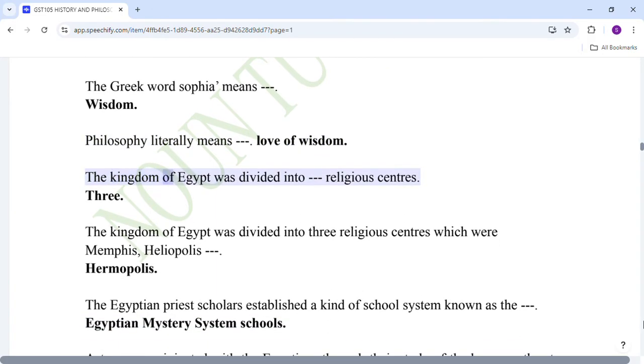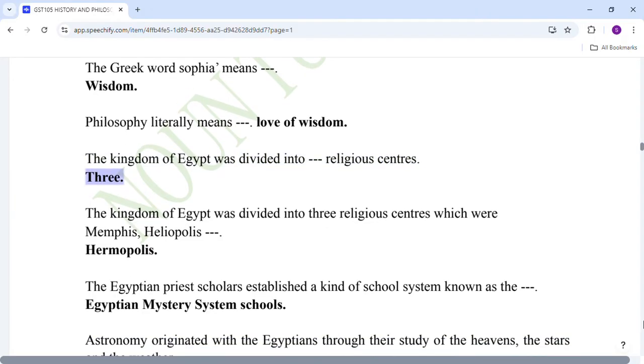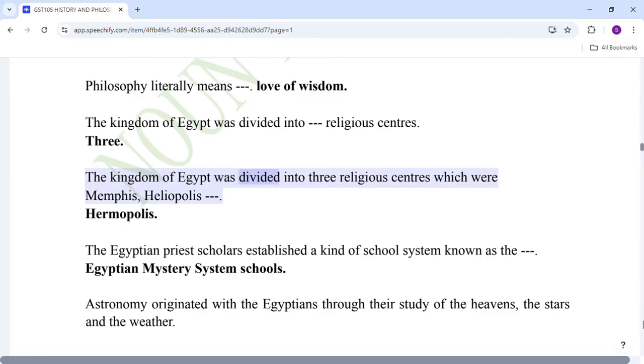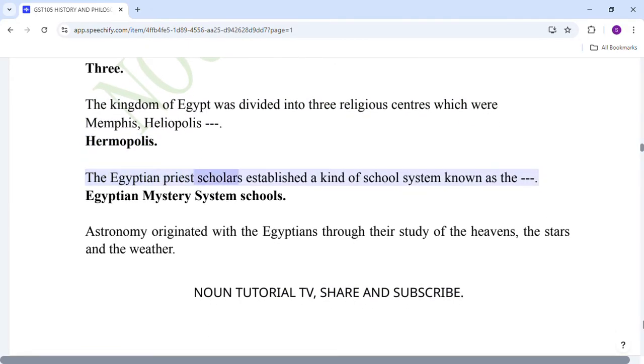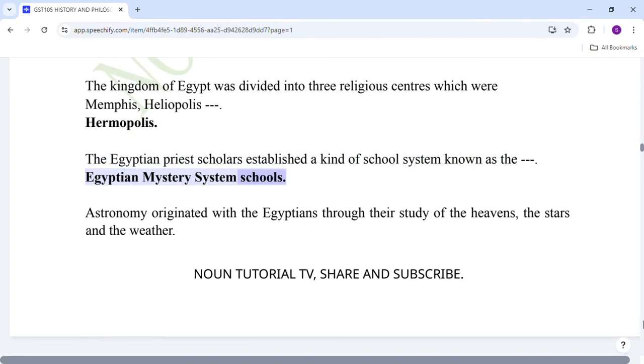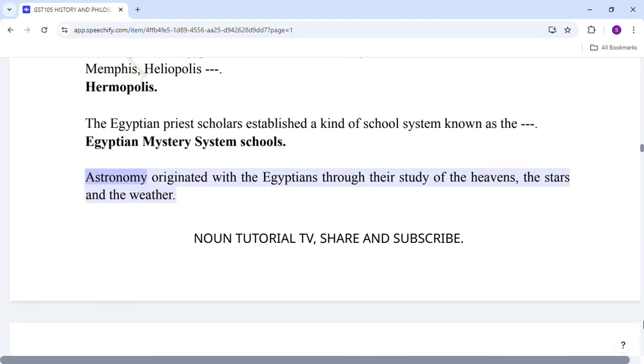The kingdom of Egypt was divided into three religious centers, which were Memphis, Heliopolis and Hermopolis. The Egyptian priest scholars established a kind of school system known as the Egyptian Mystery System Schools. Astronomy originated with the Egyptians through their study of the heavens, the stars, and the weather.